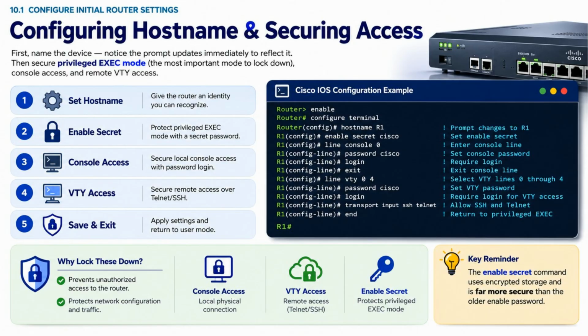First name the device, and watch the prompt update immediately to reflect the new hostname. A good visual confirmation the command worked. Then secure the 3 access points in order: Privileged EXEC, enable secret, the most important one to lock down, console access, and VTY for remote access. Walk the command block on screen, line by line.